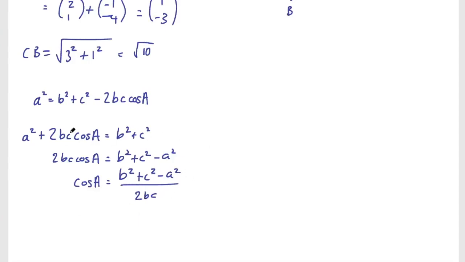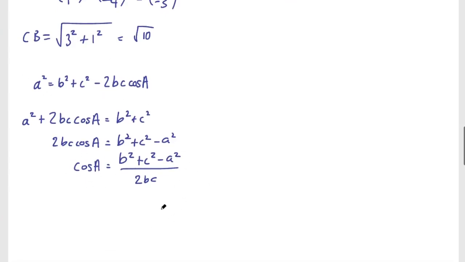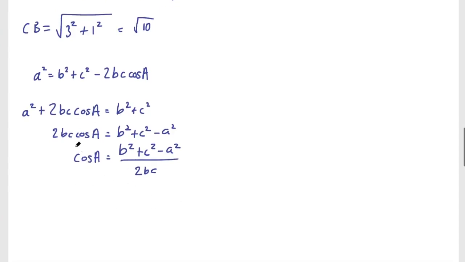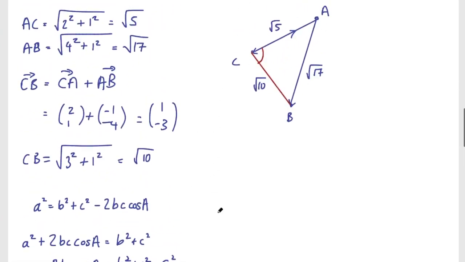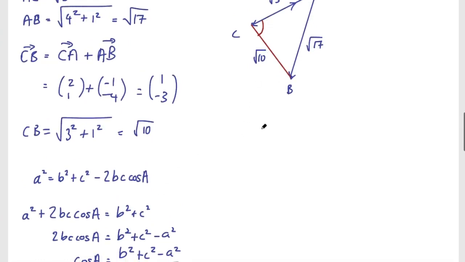So you've probably rearranged that formula before to get cosine by itself, but I thought I'd just go through the method just in case you haven't seen that before. So now I have a way to find the cosine of an angle using the side lengths of the triangle, and I can substitute these side lengths into this formula to get the cosine of that angle.